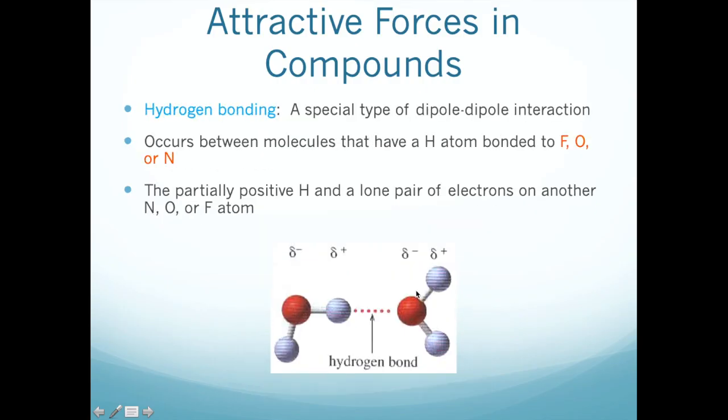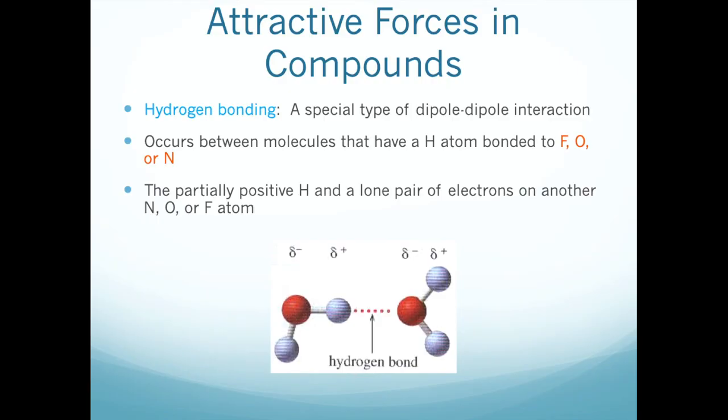Now, hydrogen bonding is kind of like dipole interactions on steroids. They're a special class of dipole interactions that are so significantly stronger that they have a separate name all to themselves. So what do you need for hydrogen bonding? Well, hydrogen bonding involves a very electronegative element, so either a fluorine, oxygen, or nitrogen, and it needs to be directly covalently bonded to a hydrogen.